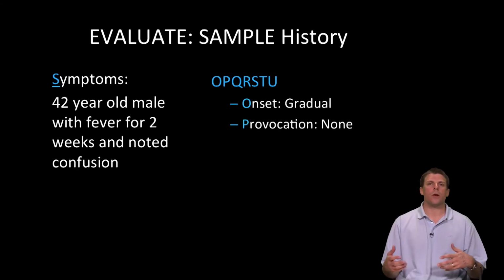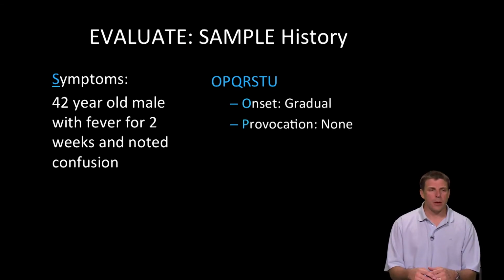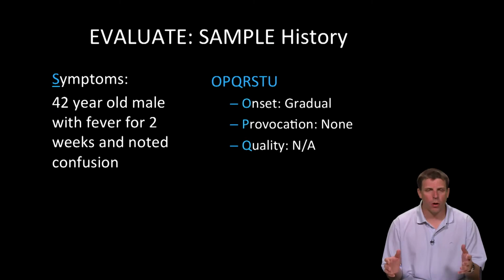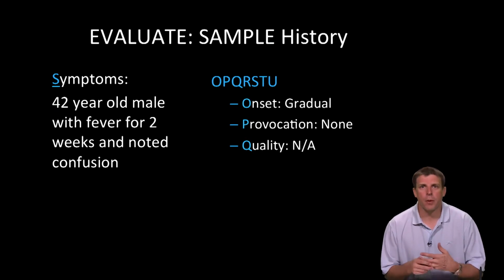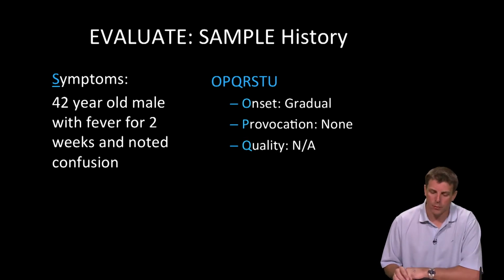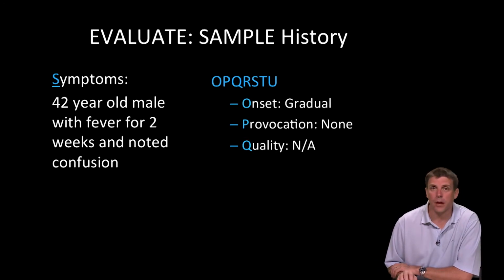The provocation, what started this? So was the patient victim of a traumatic injury, or did the patient start a new medication, or did the patient perhaps ingest a substance that they normally did not ingest? Q is the quality. So in this case, it's not really important, the quality of the fever. There is some detail to be gleaned there, but in general, quality may be more descriptive with pain. So for instance, a patient could say the pain is sharp or pressure-like, or it's a dull pain. And so this would be potentially an important piece of information to obtain.